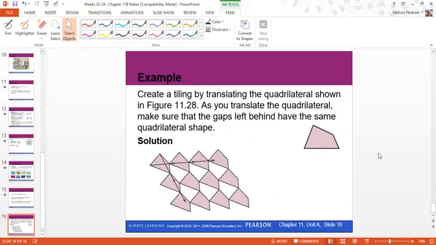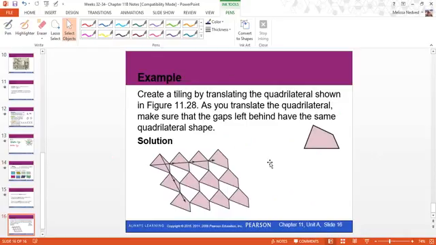So last thing we want to do here is create a tiling by translating the quadrilateral shown, the one right there in the upper right hand corner. As you translate the quadrilateral, make sure the gaps left behind have the same quadrilateral shape. So I've taken this purple tiling here and it's kind of been rotated. And there are a lot of right ways you could go about this. And what I've done here is I've repeated it to the bottom and I've repeated it to the right. And notice it kind of has a little bit of a tilt to it.